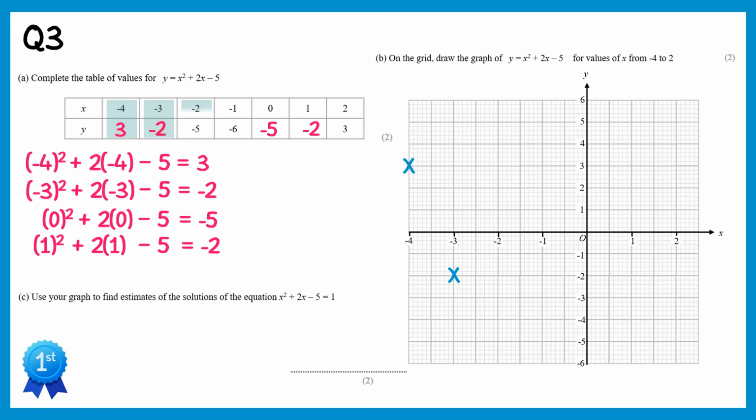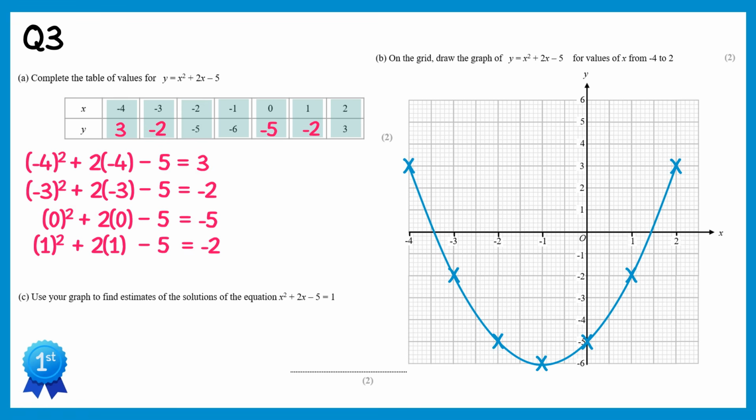Negative 2, negative 5. That goes here. Negative 1, negative 6 goes here, 0, negative 5 goes here, 1, negative 2, and finally 2, 3. So if you've done this correctly, you'll end up with points that form this kind of U shape here. We need to join those up with a smooth curve, not straight lines, so something that looks like this.